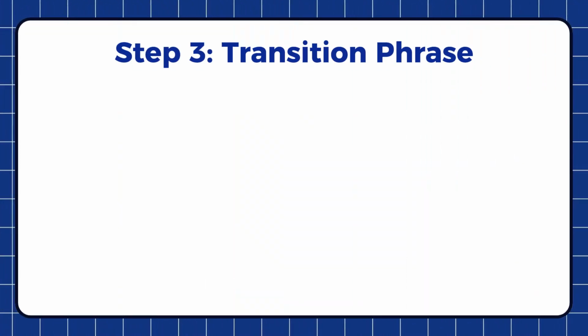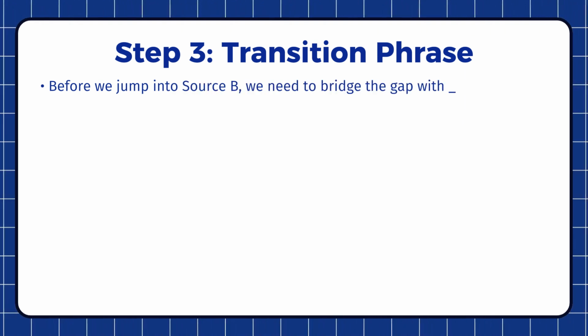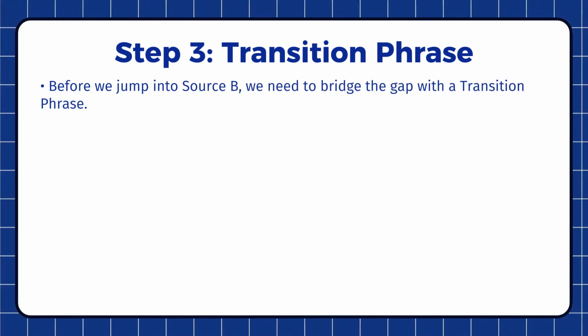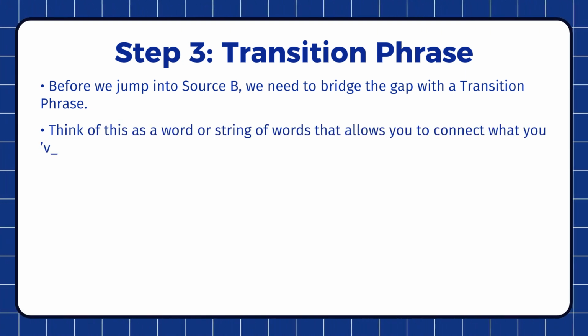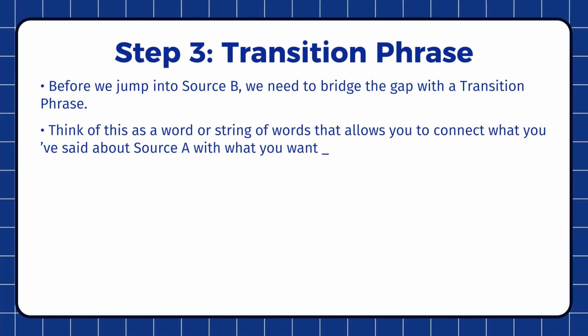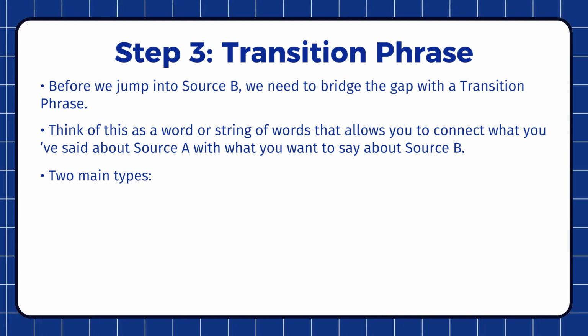Transition phrase. Before we jump into source B though, we need to bridge the gap with what we call a transition phrase. Think of this as a word or a string of words that allows you to connect what you've said about source A with what you want to say about source B. Now, there are two main types of transition phrases.